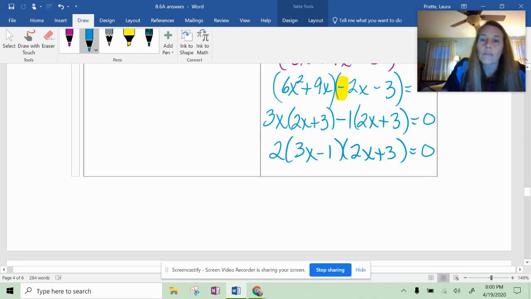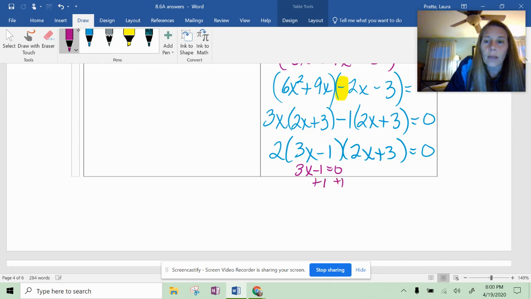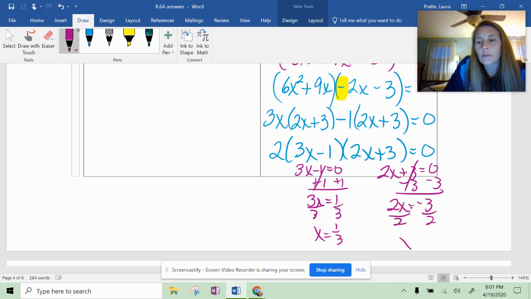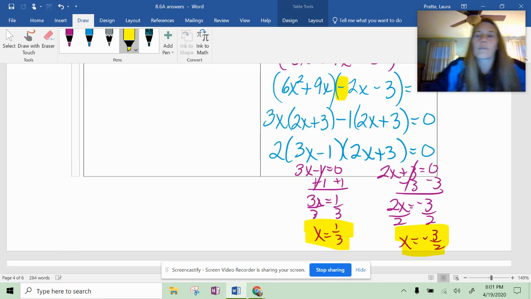And then I'm going to go solve these 2. So 3x minus 1 is 0. Add the 1. 3x equals 1. Divide by 3. So x equals 1/3. And then the other factor here, 2x plus 3 equals 0. Subtract the 3, divide by 2, x equals negative 3/2. So those are our two answers from factoring.